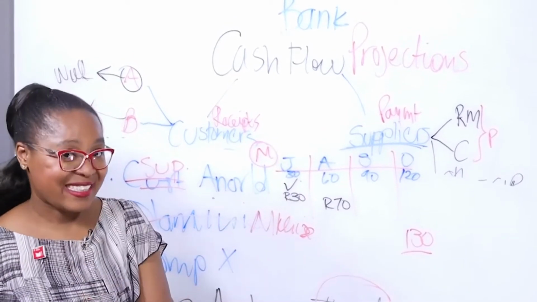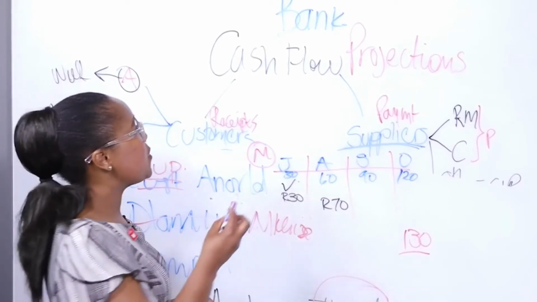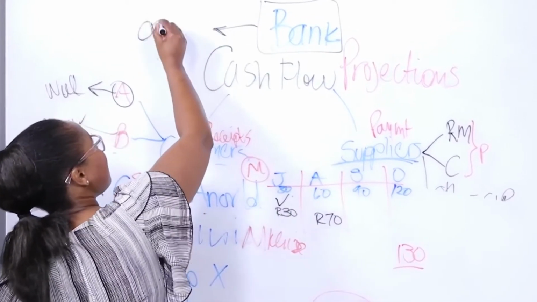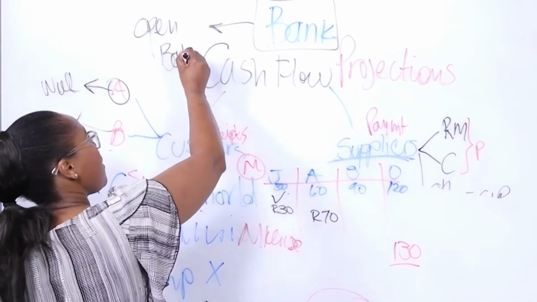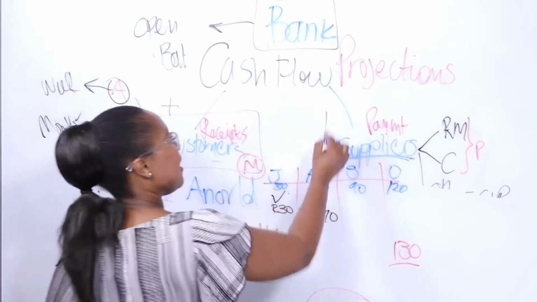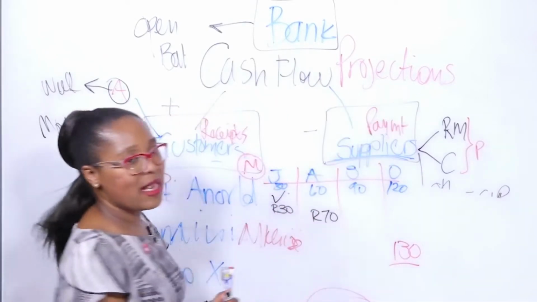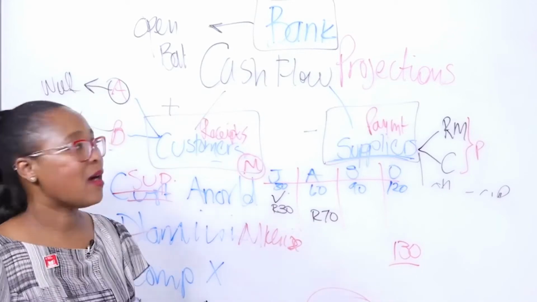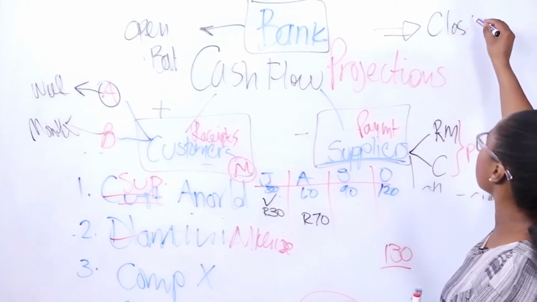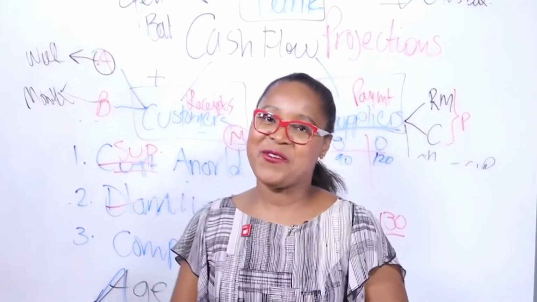And if we have a negative, then that is where we are in trouble with our cash flow. So we start with what we have, which is our opening balance, and then we say plus the cash receipts minus the suppliers. Then we're left with what? Your closing balance, which must talk to your bank account. That will then lead to your closing balance. And entrepreneurs, that is the management of your cash flow.